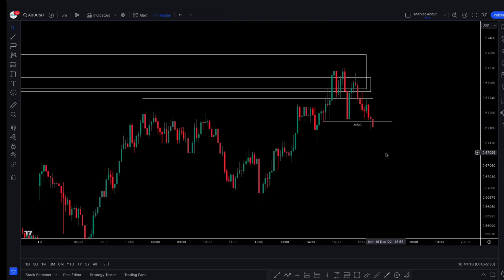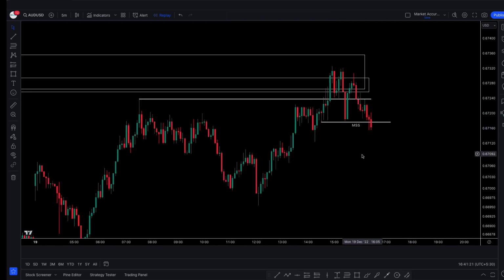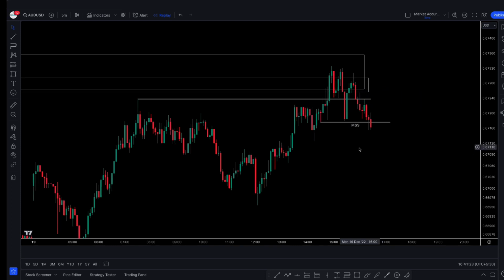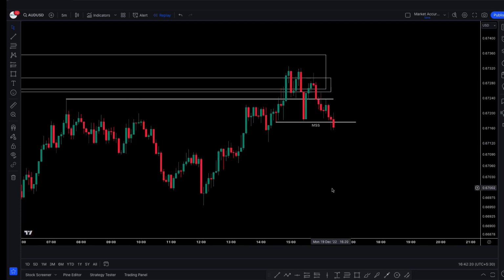Cool, we did not consider this because price created the structure after touching this line, after touching this range. We want to look for market structure shift below the range. This was the structure and price broke through it. Now, we have this fair value gap and we have this OB. I'm going to mark this OB out like this. We still got some fair value gap.